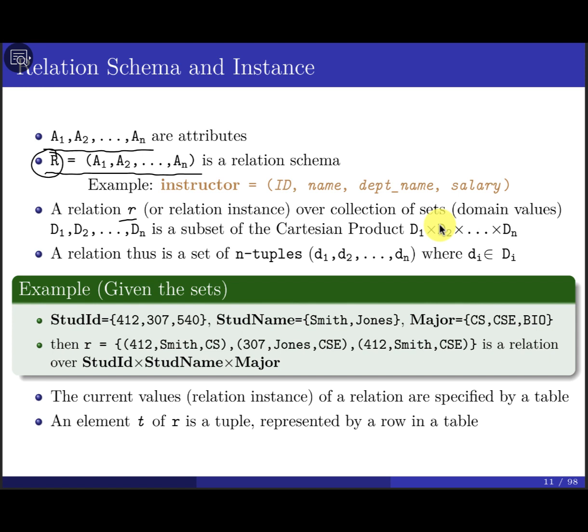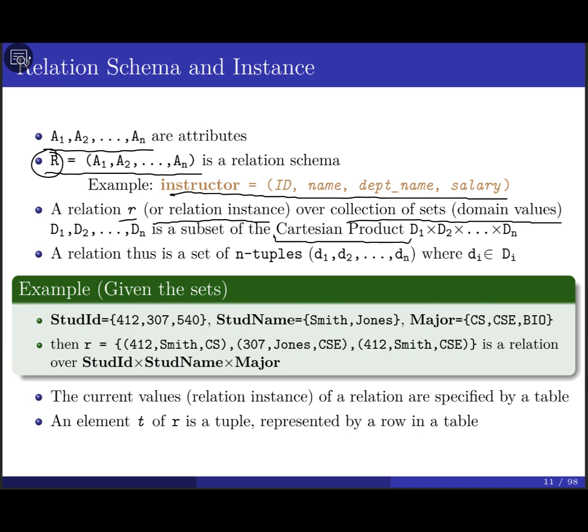We have the list of attributes. I just eliminate the data types for each attribute. Then the relation R, the relation instance over the collection of the set of domain values, can be defined as follows. In other words, we can use the Cartesian product in order to build what's called the population, or all the possible values that we can get.